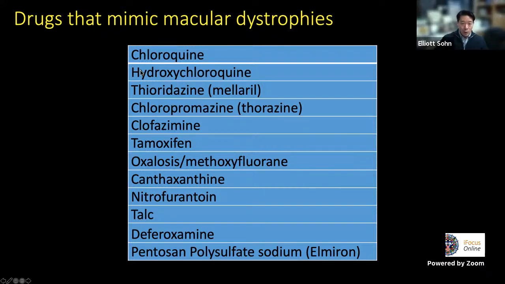Hydroxychloroquine is certainly one that can look like a macular dystrophy. You get a bullseye type of change in the fovea, around the fovea, and that certainly looks a little bit different in Asians than in Caucasians.